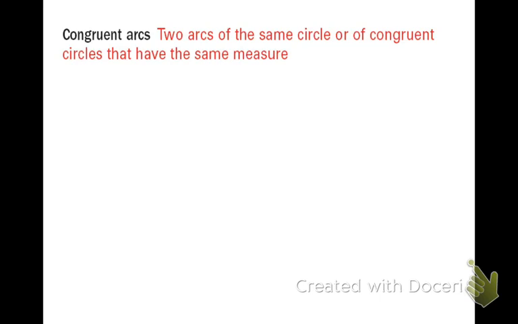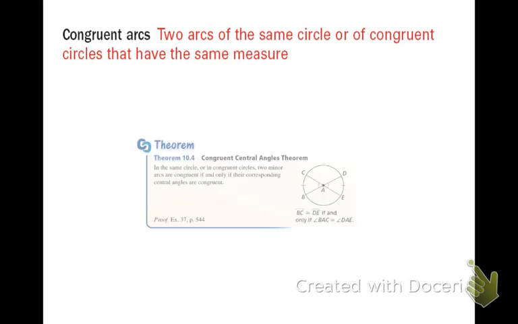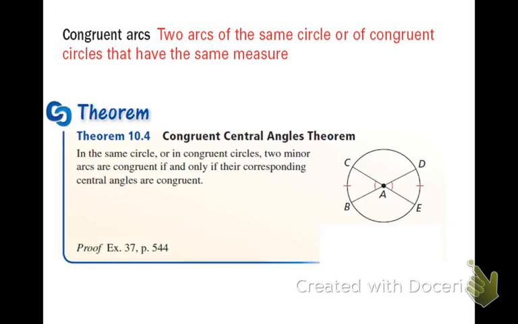Calm down. Okay. So here's what I want you to know. In order for arcs to be congruent, they have to have the same radius and the same measure. So I want you to write down same radius, same measure. Because if it's the same circle, they have the same radius. And if they're congruent circles, when are circles congruent? When they have the same radius. So congruent arcs are going to have the same radius and the same measure.